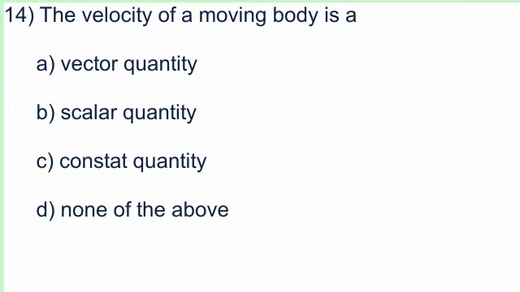14th question. The velocity of a moving body is a option A vector quantity, option B scalar quantity, option C constant quantity and option D none of the above. The velocity of a moving body is a vector quantity. Option A is the answer.